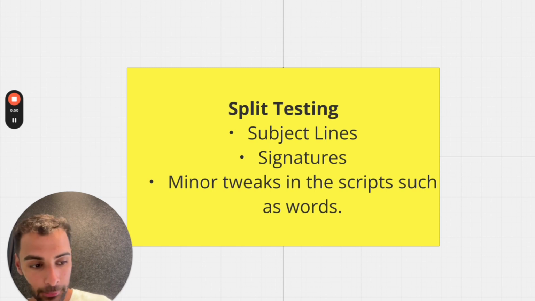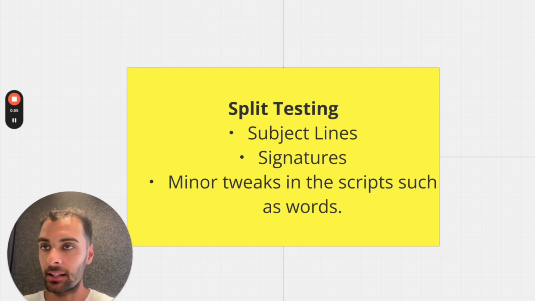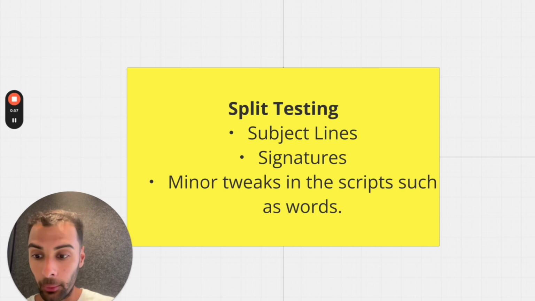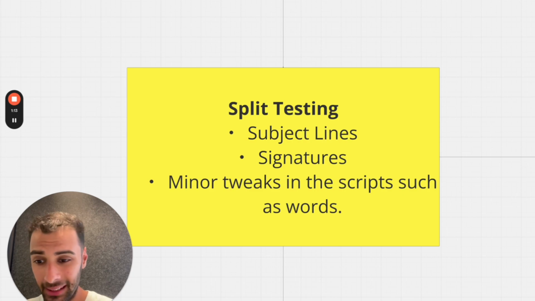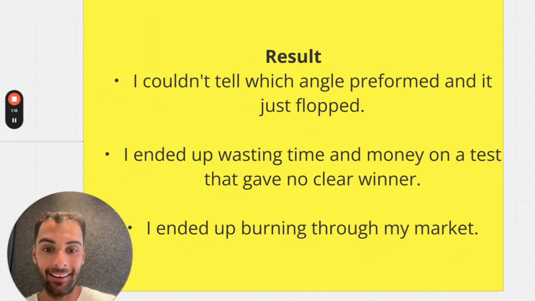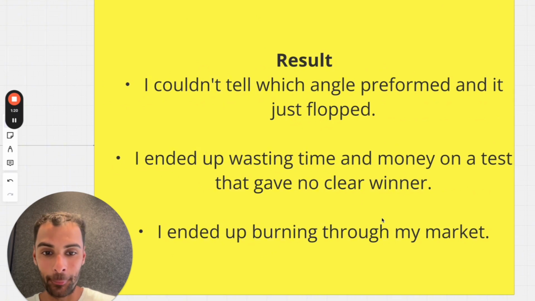And then I would also split test minor tweaks in the scripts, such as words. So for example, instead of saying we work with or we help, I would try we partner with or we help or we whatever, right? And I would use these types of variables to see, okay, should I have this subject line? Should I have this signature? Should I have this minor tweak in the script? And what ended up happening was that I honestly couldn't tell which angle performed, and all of them just ended up flopping, right?